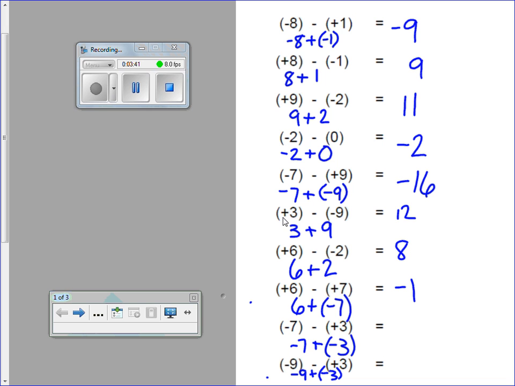-7 plus -3. Just make it more negative and make it -10. -9 plus -3, -12.